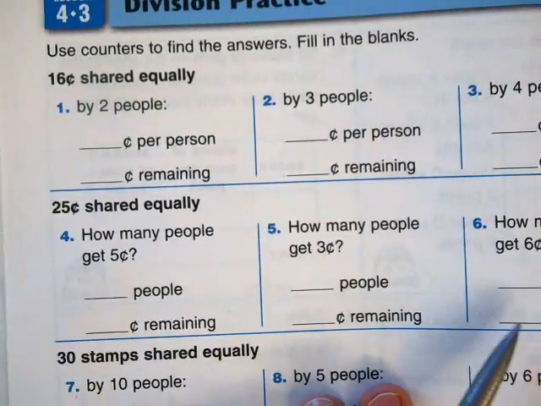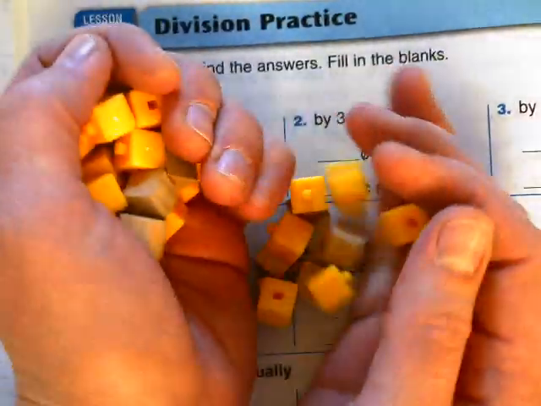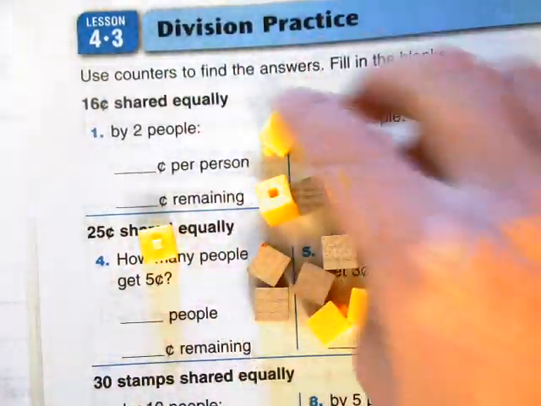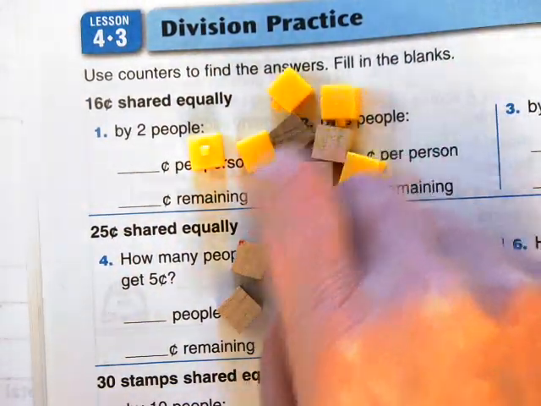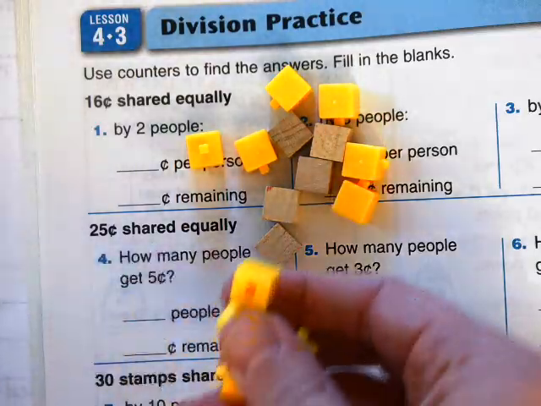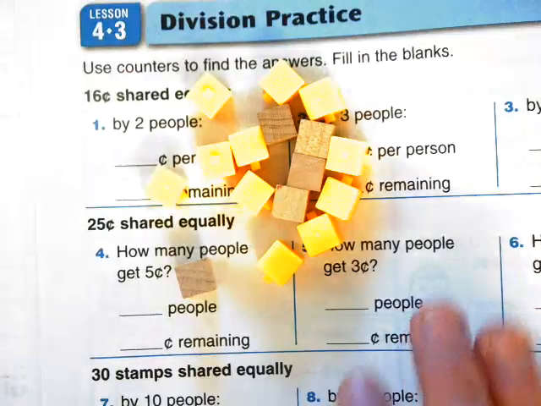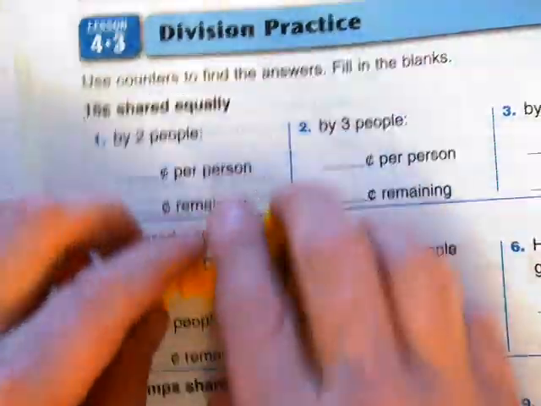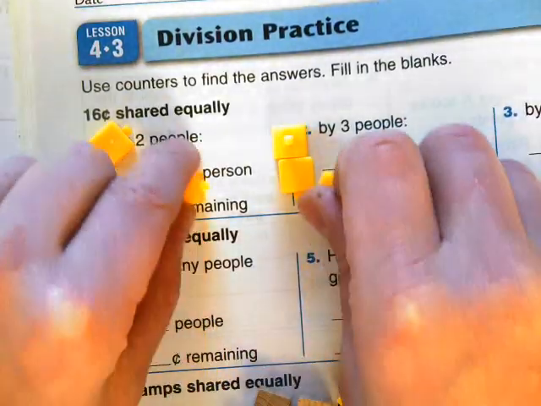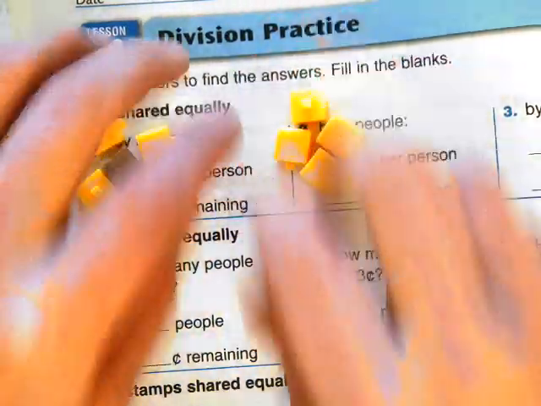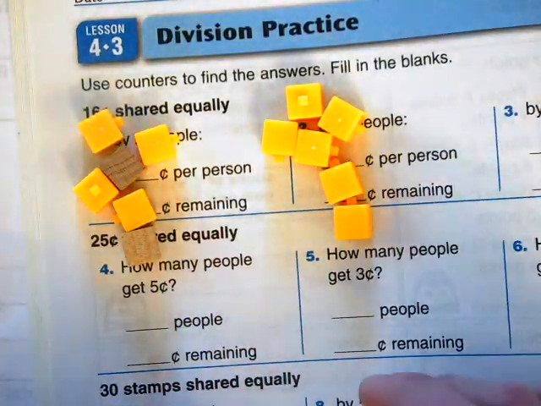So if we just take a look at this one, let's just do 16 cents, and we're going to pretend these are pennies. So we've got 1, 2, 3, 4, 5, 6, 7, 8, 9, 10, 11, 12, 13, 14, 15, 16. Alright, we've got 16 of these. Now, we want to split it by 2 people, so I'm going to make 2 groups, and put 1 in each group as I split it apart.